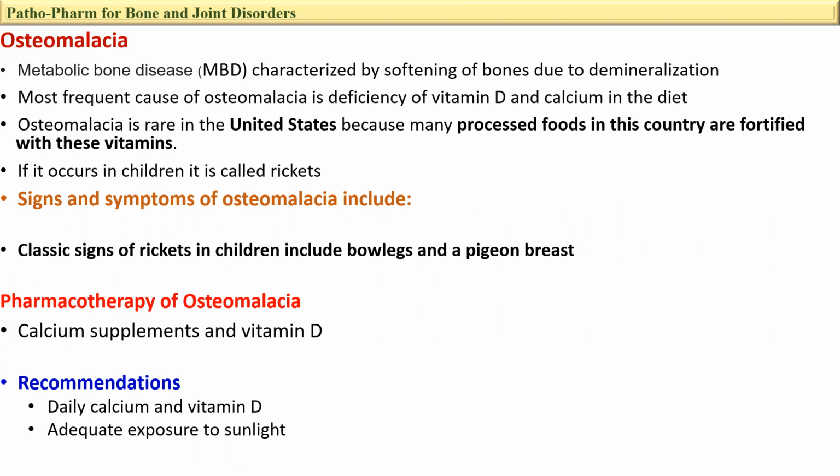And the classic signs of rickets in children: the children will have bow legs and pigeon breast, and they may also develop a slight fever and become restless at night. Those are the signs of hypocalcemia when the children are diagnosed with the classic signs of rickets.